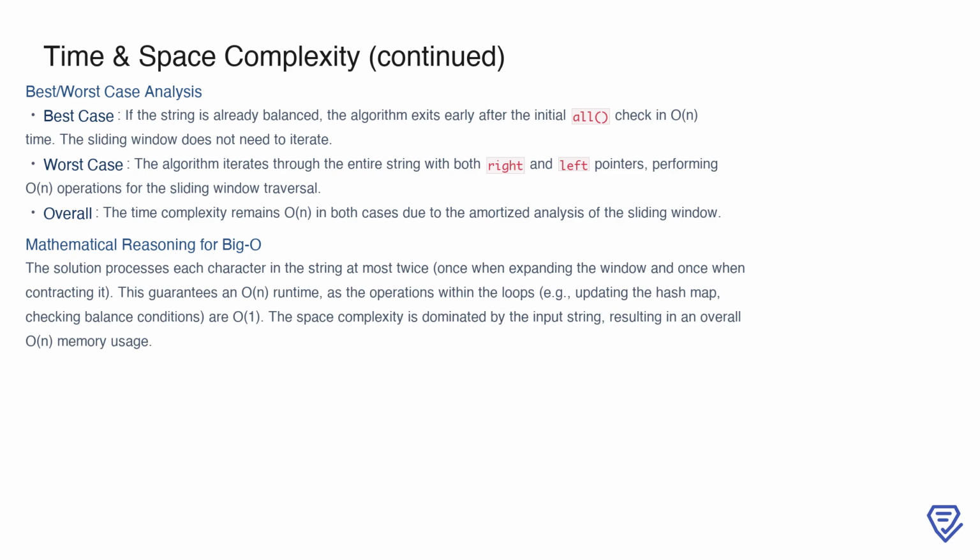Even in this case, the total operations are bounded by O(n), due to the amortized analysis of the sliding window. Overall, the time complexity remains O(n) in both scenarios. Mathematically, this is because each character is processed at most twice, once when expanding the window and once when contracting it. Since all operations within the loops are O(1), the runtime is guaranteed to be O(n). Similarly, the space complexity is dominated by the input string, resulting in a final complexity of O(n).